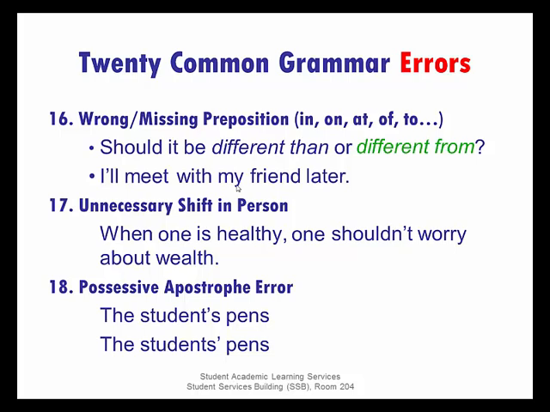18. Possessive apostrophe error. One of these phrases means more than one student, and one of them means one student. Do you know which one is singular and which is plural? So when you put student apostrophe S, it means one student, one student's pens. And when you put the S before the apostrophe, that indicates a plural, so many students' pens.